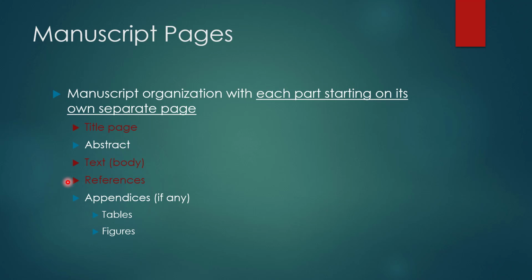We'll come back, and I guess the text also includes the methods and the results and the discussion, which we won't be doing. So we'll only be working on that first part of the text or the body of the paper, which is that literature review or your introduction. And we'll come back and talk about appendices at the end of the semester.